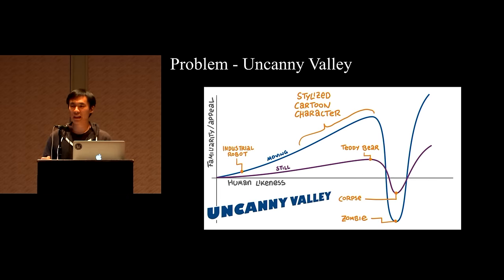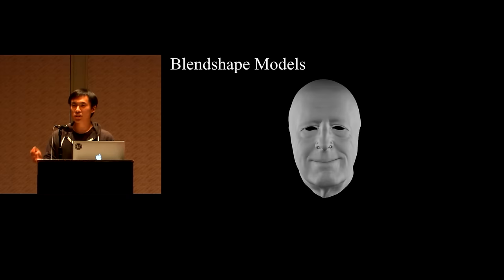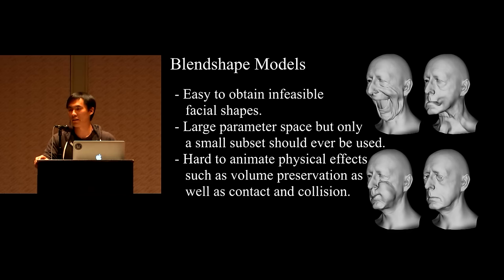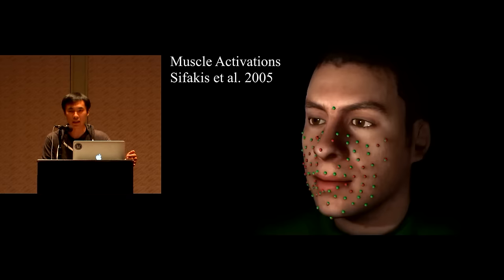The major way commonly used nowadays to do this is to use blend shape models. If you're familiar with computer vision, you may have heard of 3D morphable models, and that's a very traditional blend shape model. The problem with these kinds of models is that the parameter space permitted by these models is really large, and a good portion of that parameter space is unrealistic. So we want to try to use physical simulation to create more realistic animations.